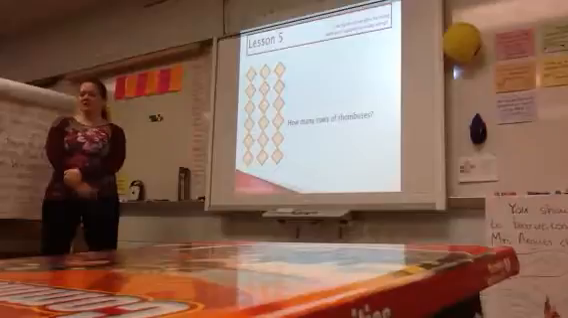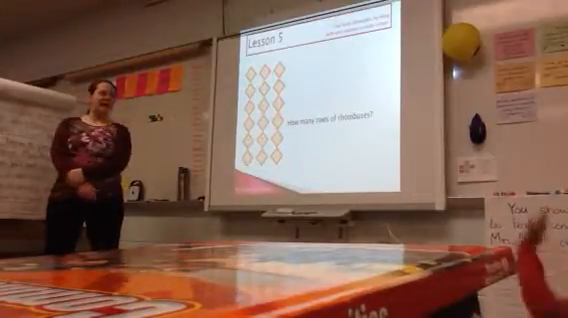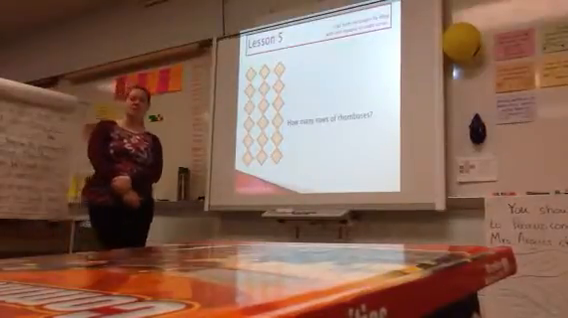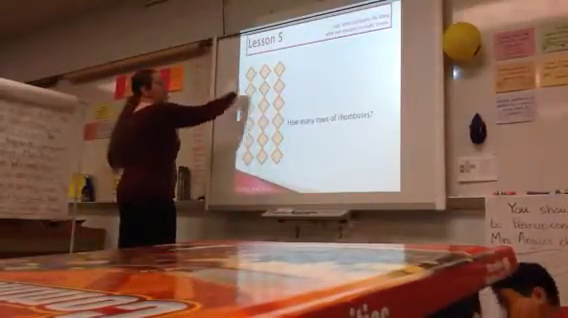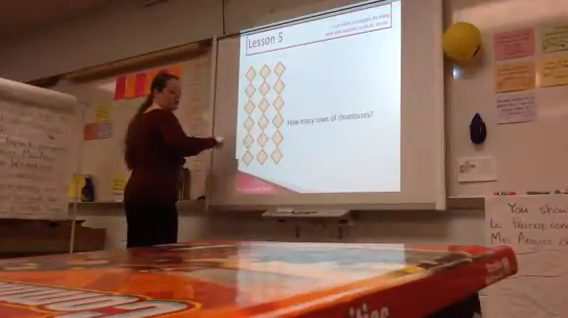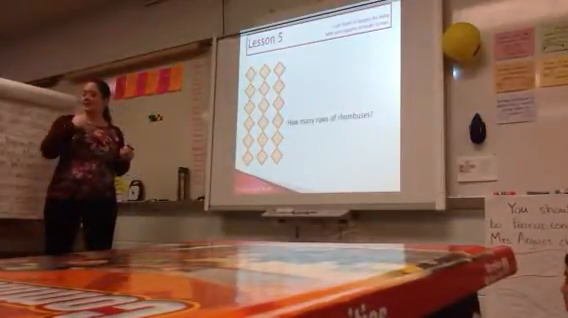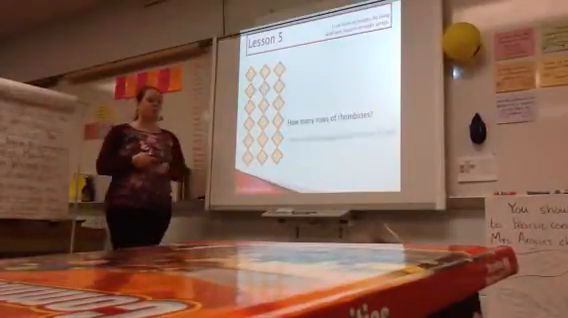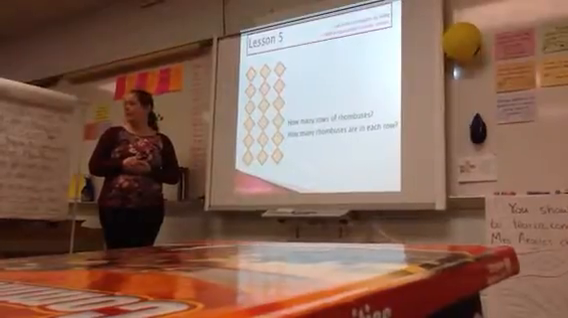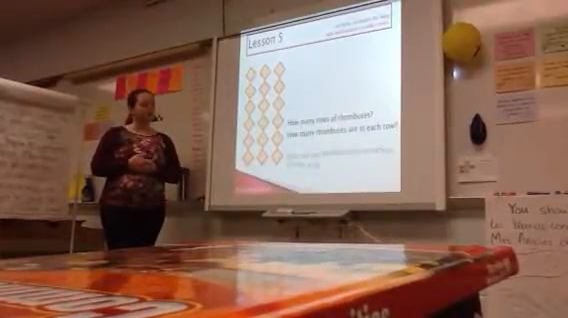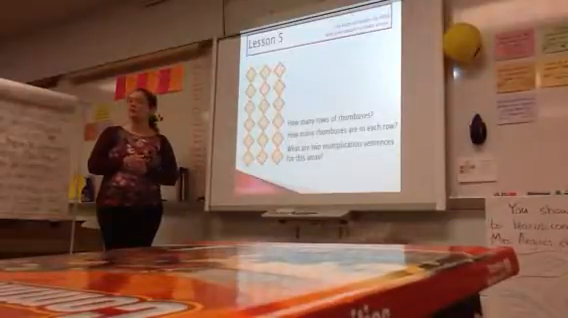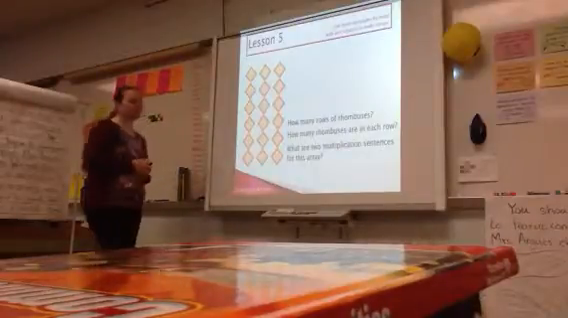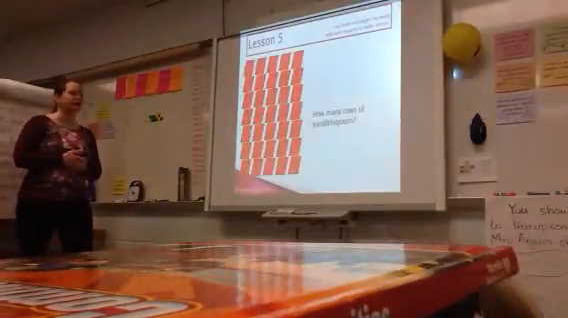How many rows of rhombuses? Rhombi? Rhombuses. How many rows? How many times does it go across? Cole. 6. There are 6 rows. How many are in each row? Tara? 3 in each row. 2 multiplication sentences: 6 times 3 equals 18 and 3 times 6 equals 18. 6 times 3 and 3 times 6 both equal 18 rhombi.